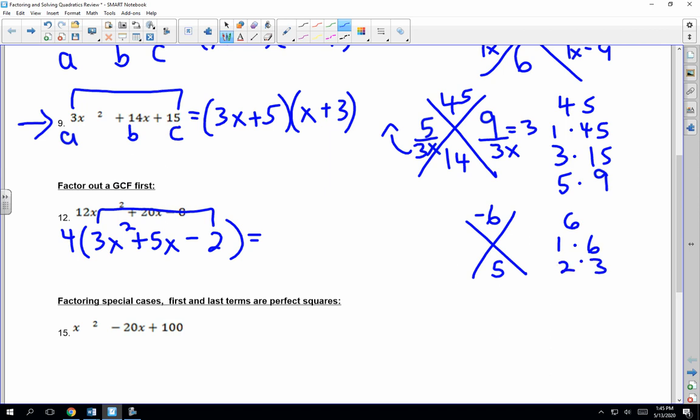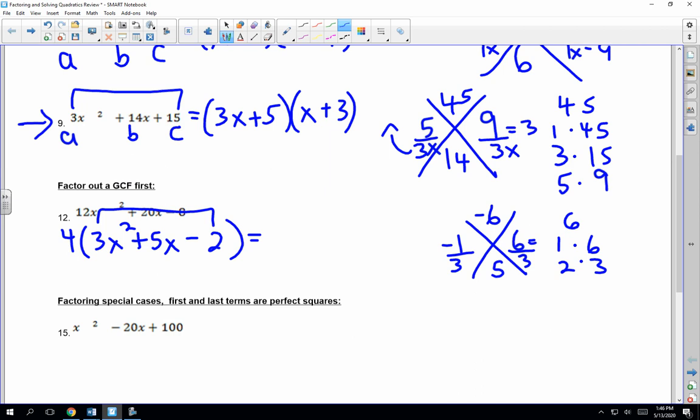Because I need to get a negative 6, I need to have different signs. So I know 2 and 3 add up to equal 5, but they have to also multiply to equal negative 6. So a negative 1 and a positive 6 will multiply to equal negative 6 and add to equal 5. So those work. I'm then going to divide through by 3, which is the new a after I've factored out the GCF of 4.